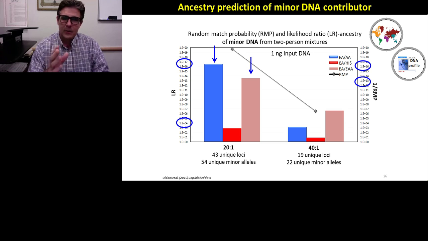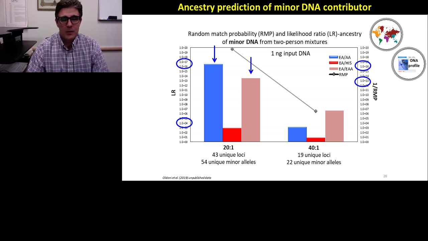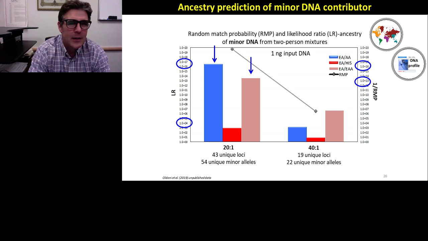And again, European versus Asian is a lot higher. This is for the alleles of the minor contributor in the 20-to-1, to the left. And to the right, it is for the 40-to-1. On the right side, you see the random match probability. You see that the random match probability for the profile, which is kind of the average, is in the 10 to the 19.